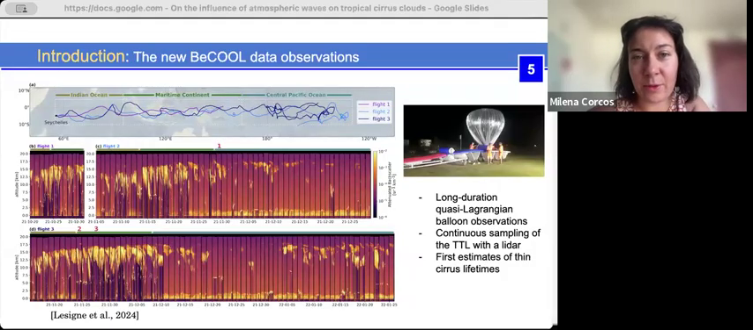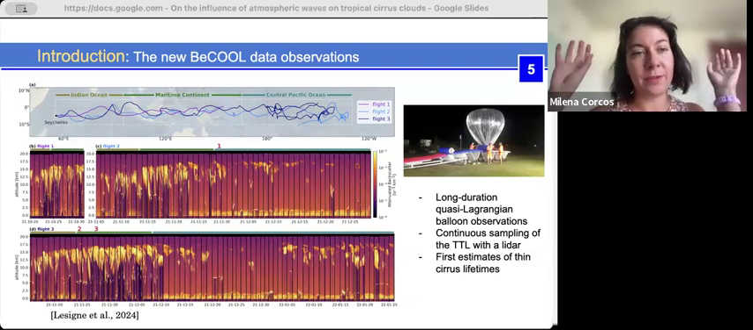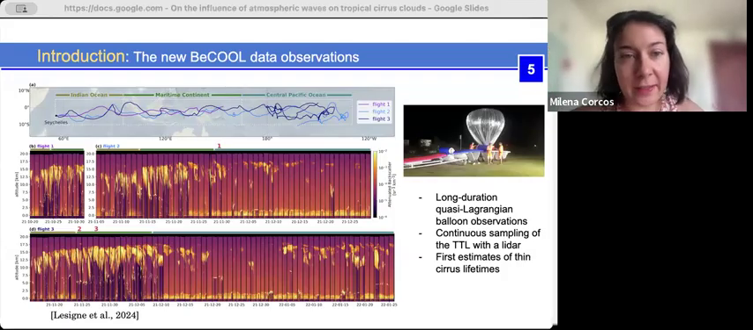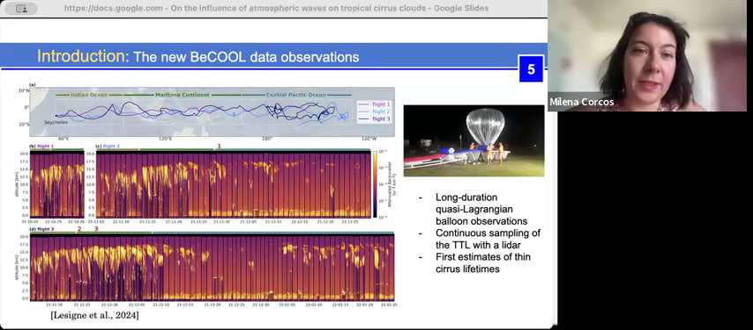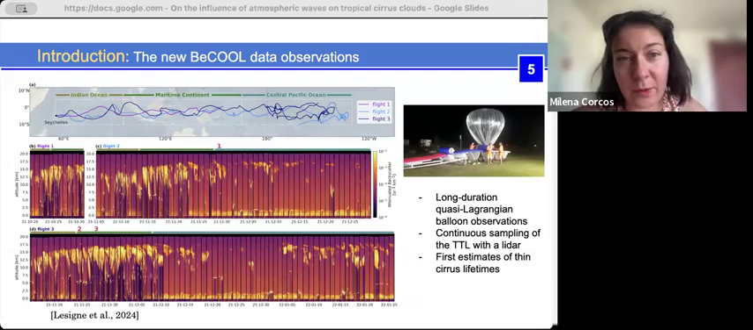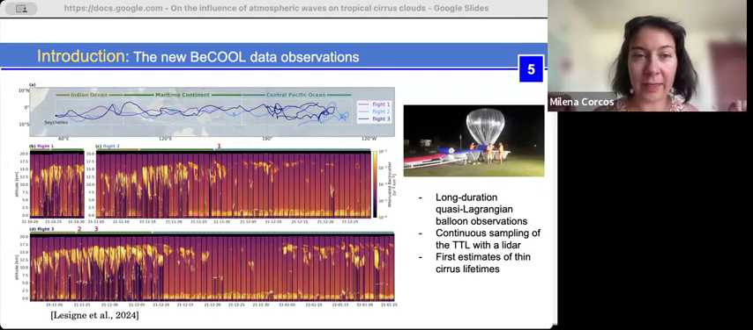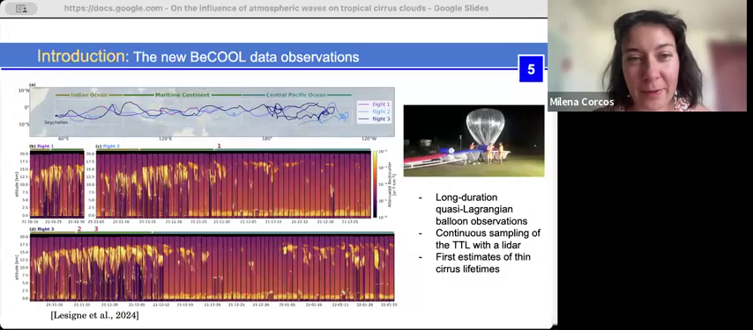We know in situ observations are only sparse, and observing these thin cirrus from space can be challenging because they're optically very thin. But the recent Bicol observations from the STRATEOLE-2 campaign have provided a unique view of these clouds. Indeed, there were long-duration superpressure balloons flying in the whole tropical belt, equipped with a LiDAR that sampled the tropical belt over several months and provided new observations of these thin cirrus clouds.